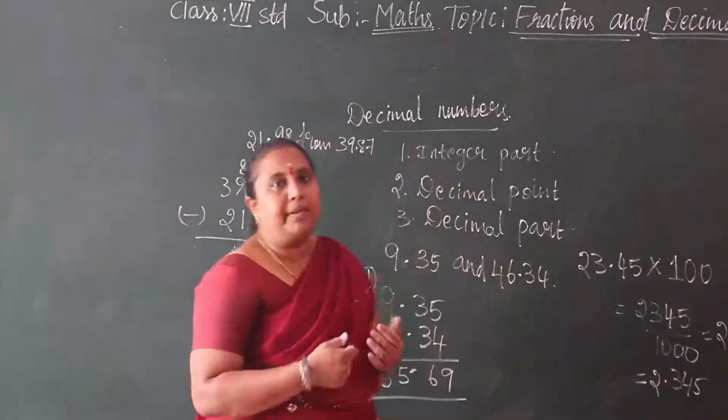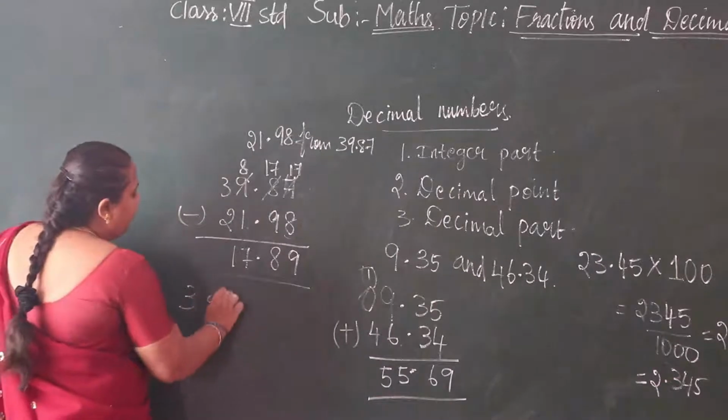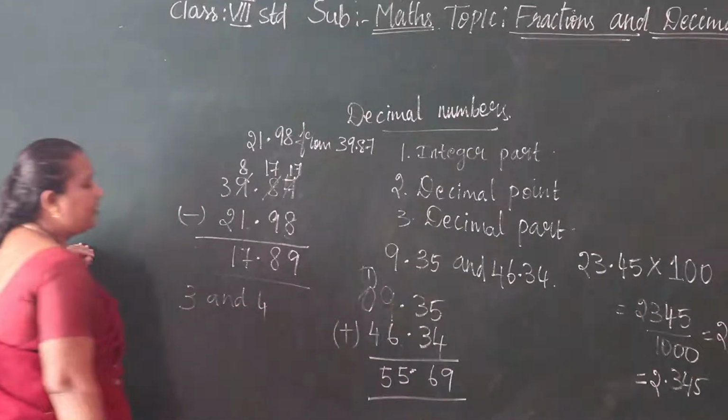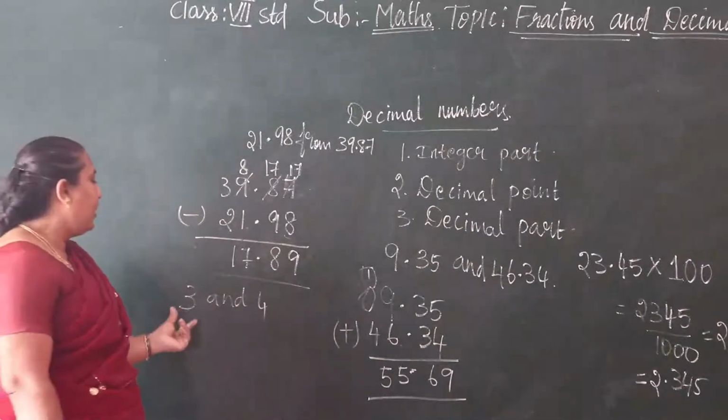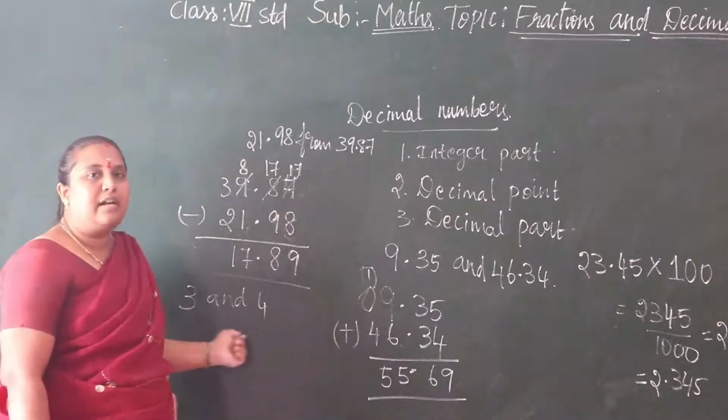So can we compare 3 and 4, whole numbers? We are taking 3 and 4. Which is greater and which is lesser? We can say 3 is less than 4, and 4 is greater than 3.